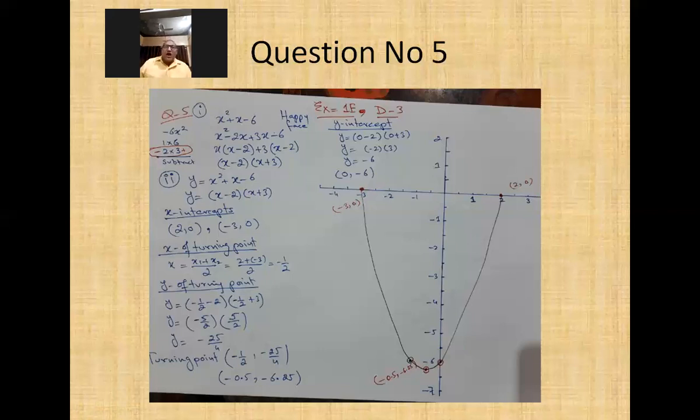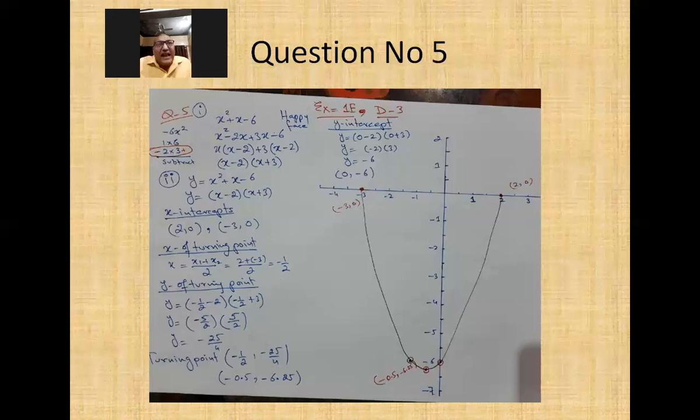Now, once you know the x-intercepts, very easily you can find the x of the turning point. So the x of the turning point will be, you add up both the x-intercepts and you divide by 2. So you will have 2 plus (-3) divided by 2. So it will be -1/2. So the x coordinate of the turning point is -1/2.